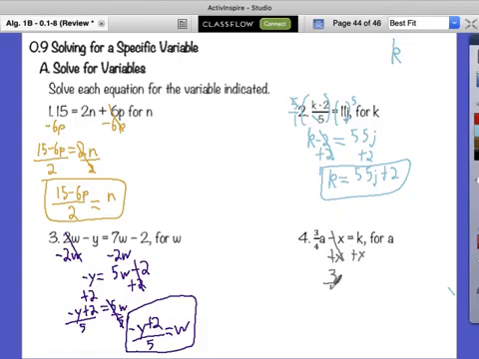3/4 A equals, do we know what K plus X is? No, but we can write it. So 3/4 A is equal to K plus X. Now what do I have to do to get my A by itself?